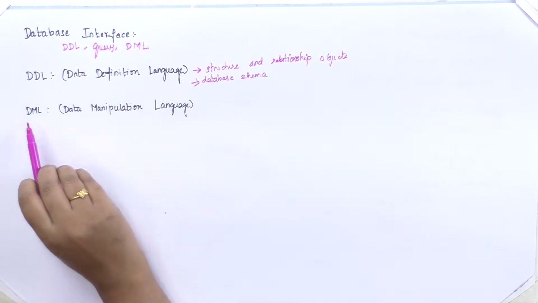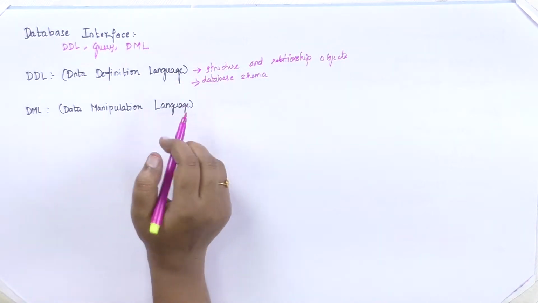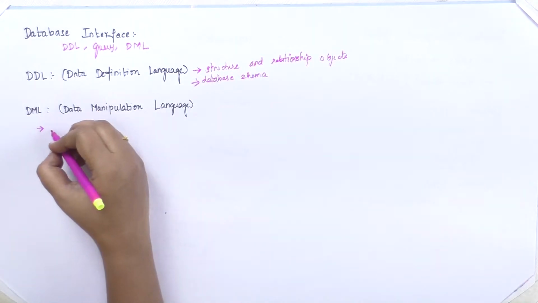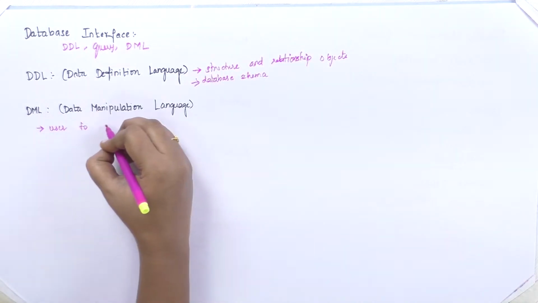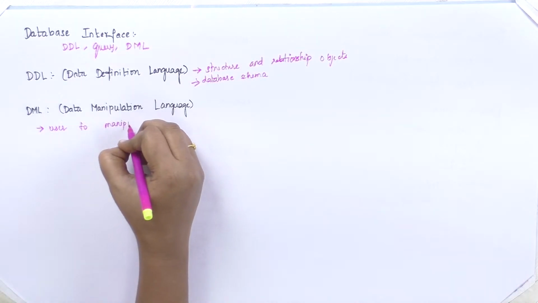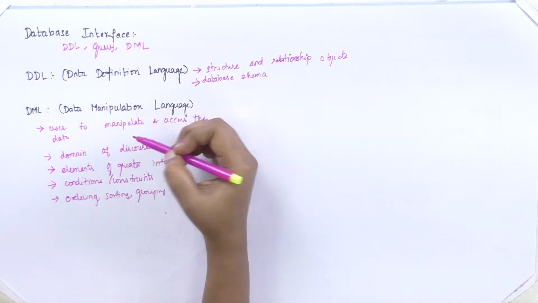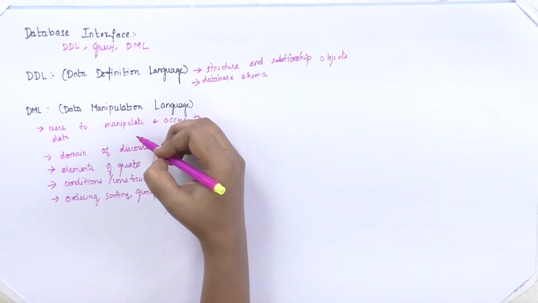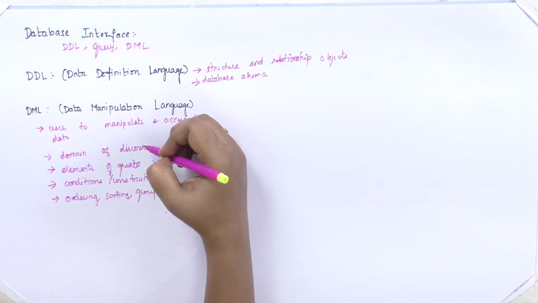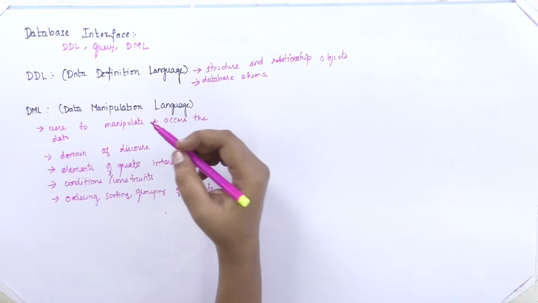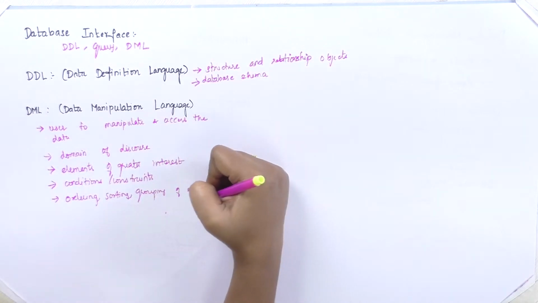Whereas you have data manipulation language, that is DML. DML is the language which allows the user to access the database and to manipulate it. You can make some changes in the data. So a query which is used for DML should have all these four features.